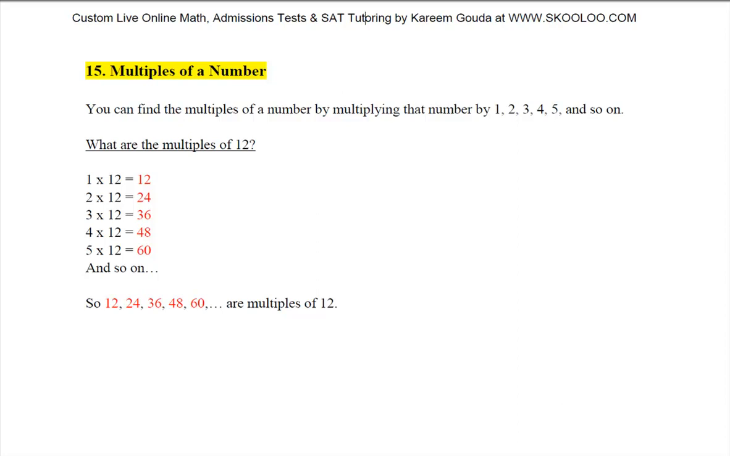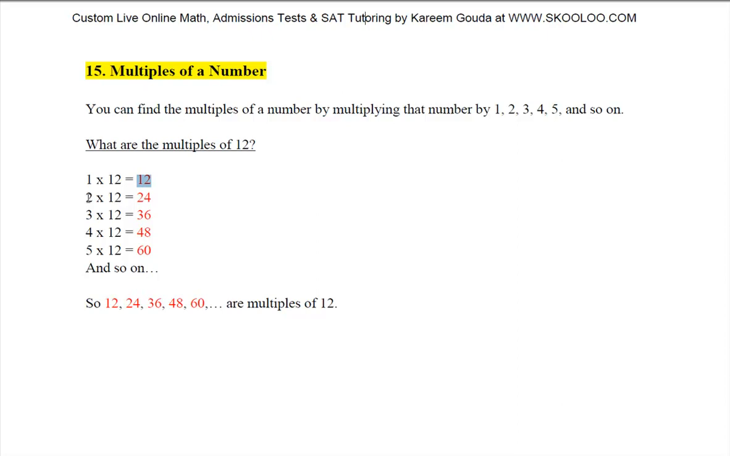Okay, we're still in chapter 1, point number 15, multiples of a number. Now, when I'm trying to find the multiples of any number, what I do basically is I ask myself what this number multiplied by 1 is. It's the number itself, of course. So this is always the first multiple of a number.